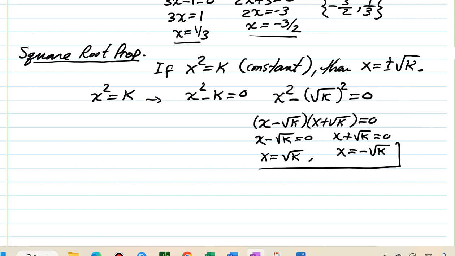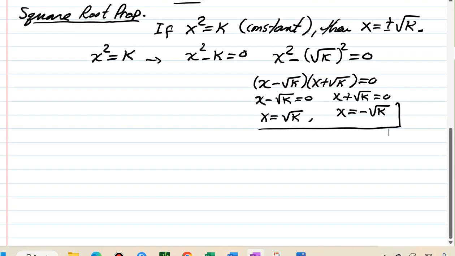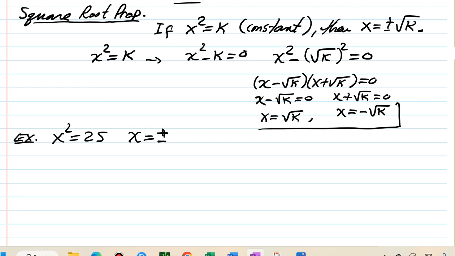Now, in order to be able to use this square root property, it does require that we have the square on x. Although we have a single variable here, one term x, x could actually be an algebraic expression. So for example, let me do a simple example first. If x squared is equal to 25, according to the square root property, when I take the square root of both sides, I have plus or minus. Do not forget plus or minus when you take the square root of the constant 25. So the answers are 5 and negative 5. So that's a simple application.